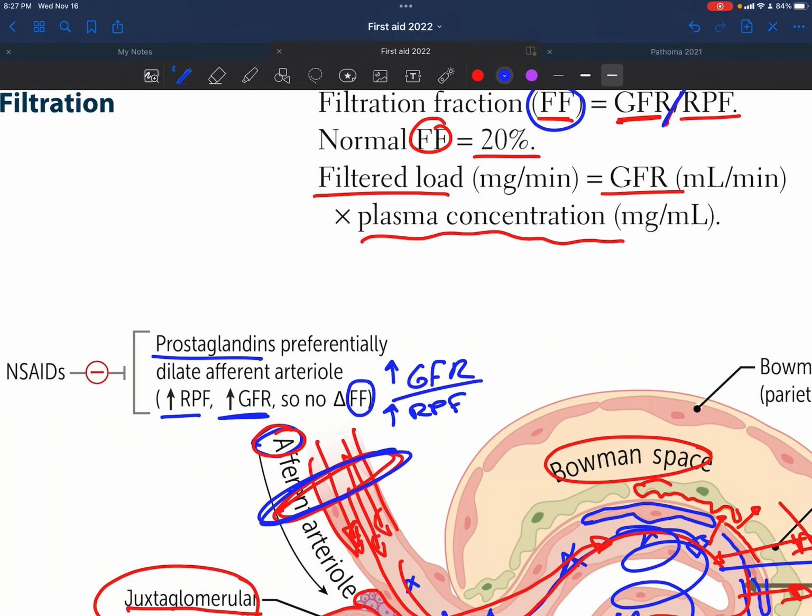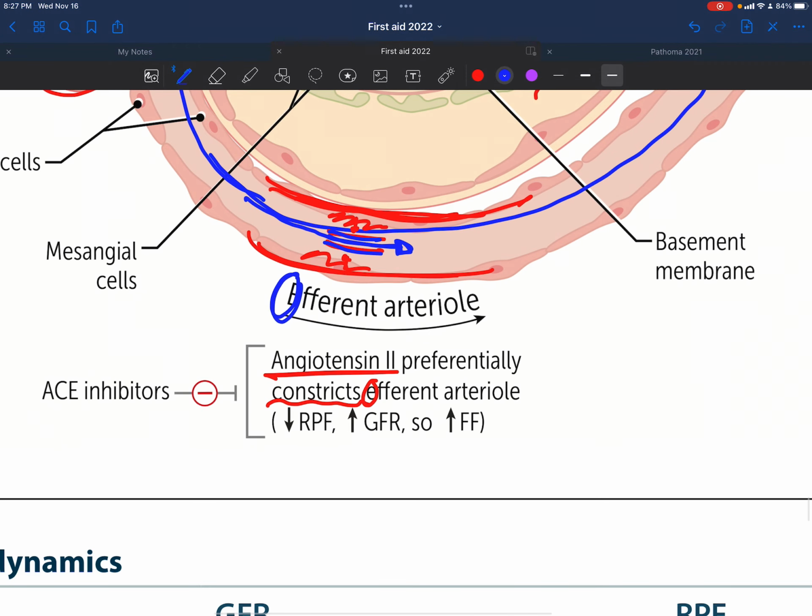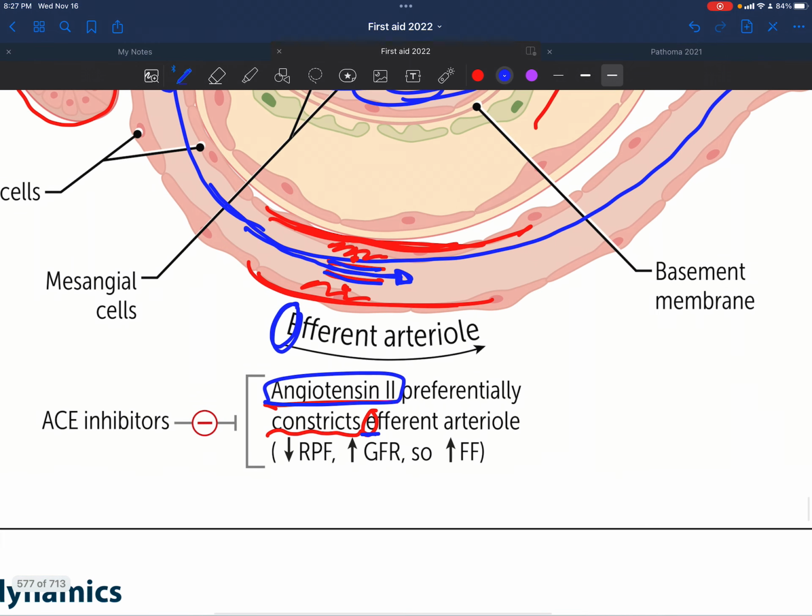So it's another increase, so there is no change in the filtration fraction, because both the renal plasma flow and the GFR have increased. While when we talk about the angiotensin, it will constrict the efferent arteriole, so now the renal plasma flow is reduced.